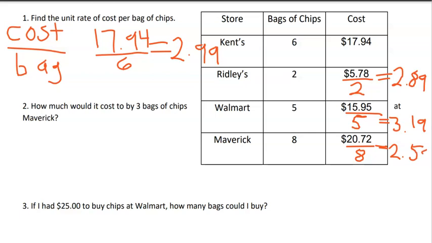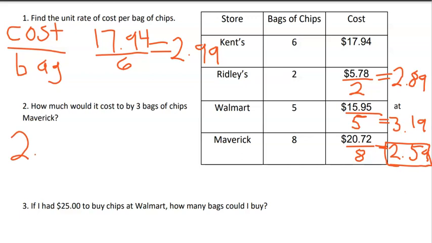Now that we have each of these costs there, we'll be able to move forward and answer some questions about it. So question 2 says, how much would it cost to buy 3 bags of chips at Maverick? Whenever I read a question like that, my first thought is, well, how much does it cost for just 1 bag? So we're going to go over and look at what we wrote for the unit rate for the cost for 1. That was $2.59. So I'm going to write this over here.